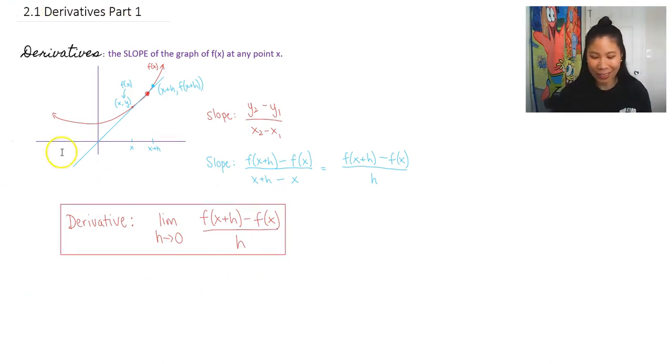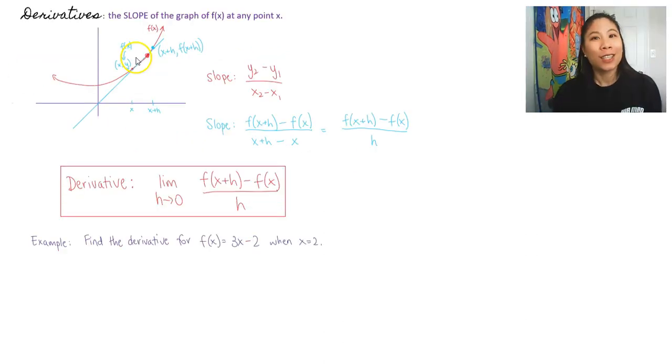So this is the definition of a derivative, how to find it, its formula, whatever you want to call it. So let's do a real basic example together. Let's say we're trying to find the derivative for f of x equals 3x minus 2 when x equals 2. So first, visually, let's take a look at this.